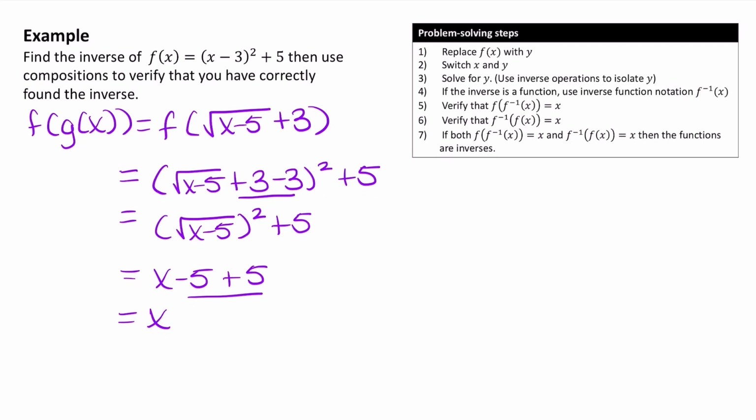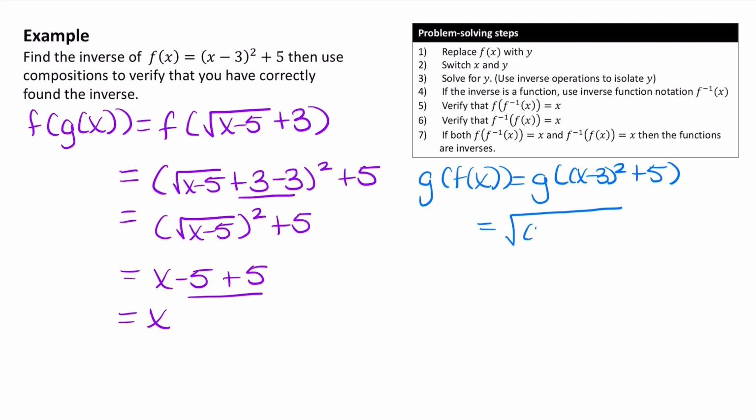So now let's go in the other direction, and let's figure out g of f of x. So g of f of x is going to be g of (x minus 3) squared plus 5. So I'm going to go to g, and I'm going to plug in (x minus 3) squared plus 5. So that's going to be the square root of (x minus 3) squared plus 5 minus 5. And then we have that plus 3 on the outside.